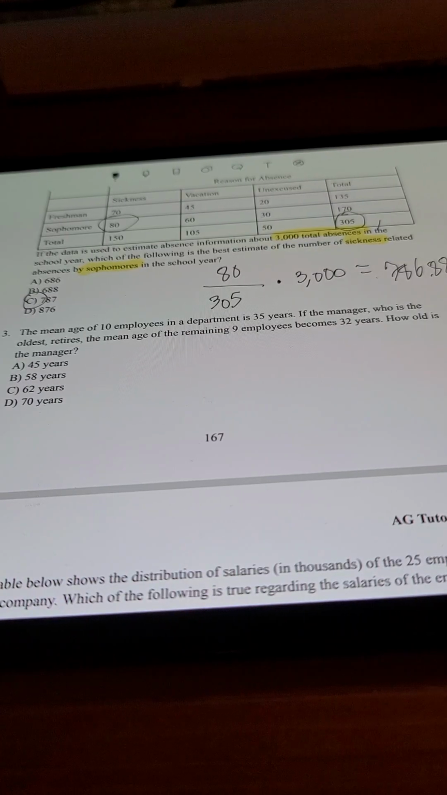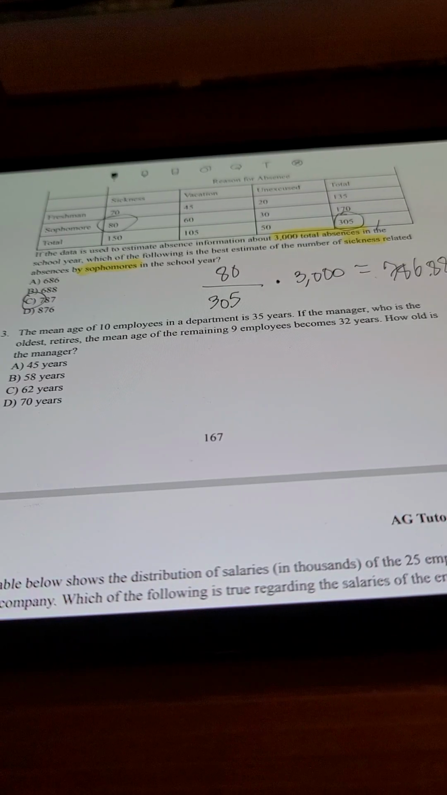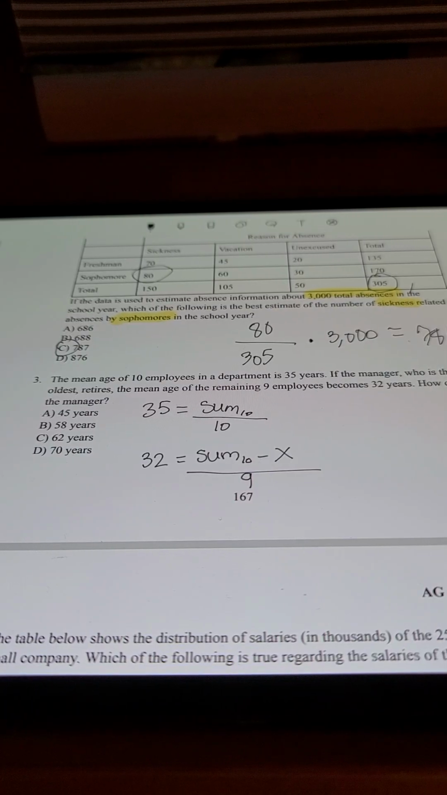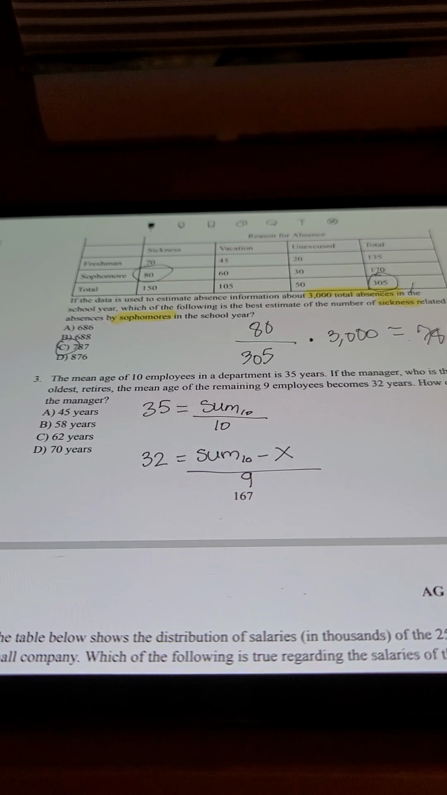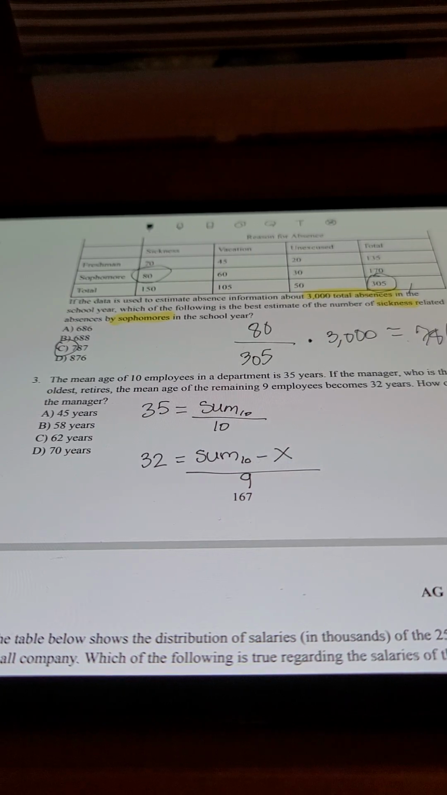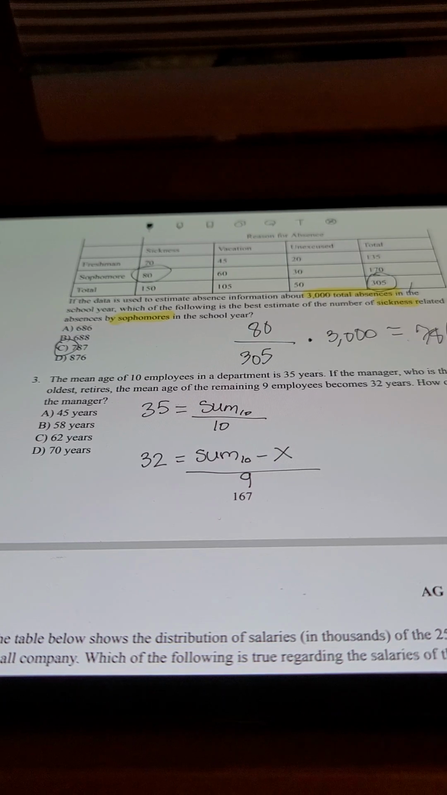So what we're going to do here is write equations for 2 different situations. So these are the 2 equations I would write. The first one is saying, okay, we have the mean of 35 years equaling the sum of all 10 employees' ages divided by the 10 employees. And then the second instance is once the manager leaves, the mean is 32 years, and the mean is equal to the sum divided by how many data points you're talking about, or in this case, ages. So it would be the sum of those 9 employees.